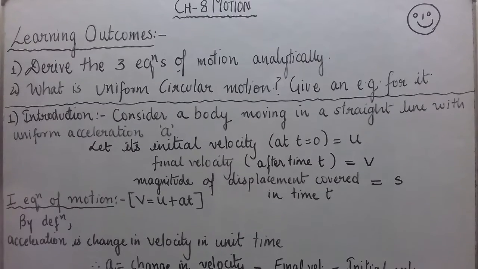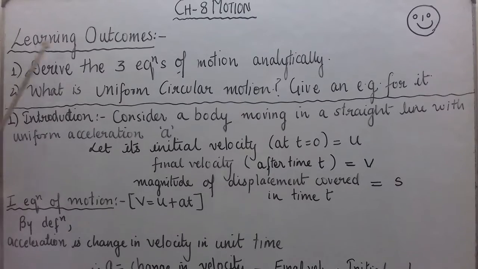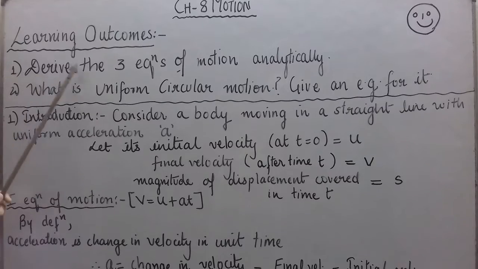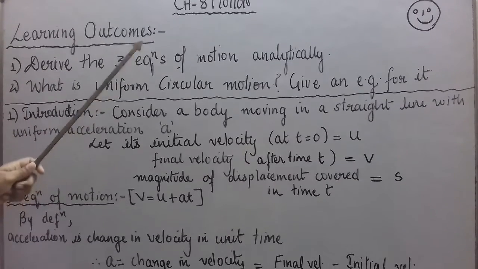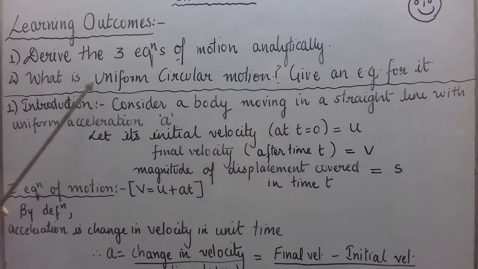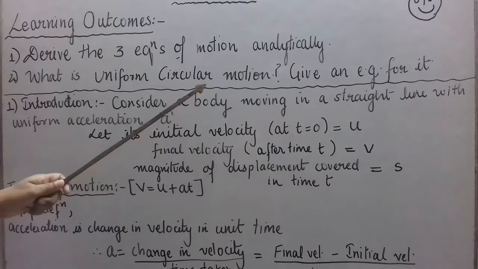Hello students. So in this lecture today, we are going to complete the theory part of chapter 8, Motion, of ninth class physics. Learning outcomes of today's lecture are: first, derive the three equations of motion analytically. Second, what is uniform circular motion, and give an example for it.